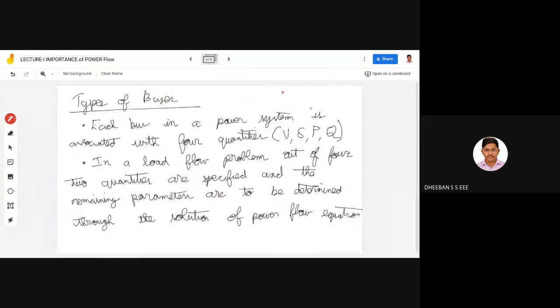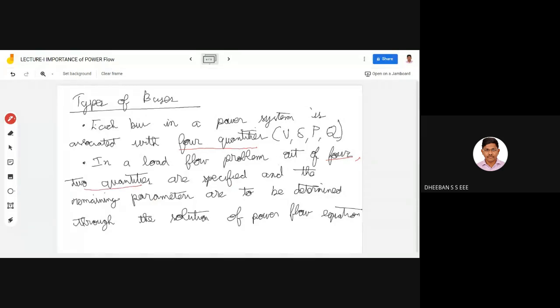So next we'll be coming to the types of bus. Regarding the types of bus, I have already dealt with it in unit 1. We'll be seeing it again. Each bus in a power system is associated with the four quantities that we have previously seen. In a load flow problem, out of four, two quantities are specified and the remaining parameters are to be determined. So this is the template of the load flow problem.